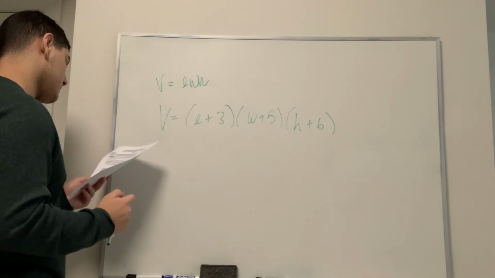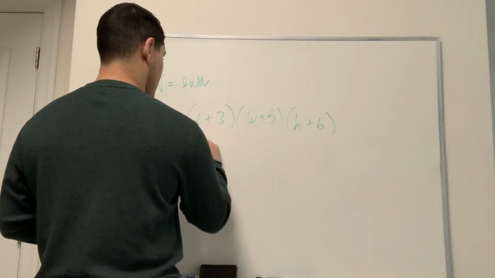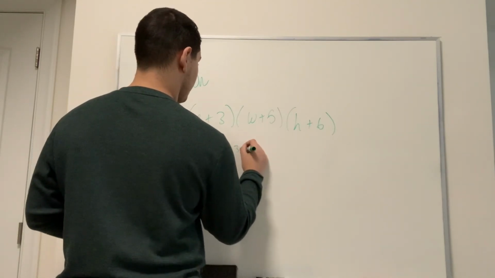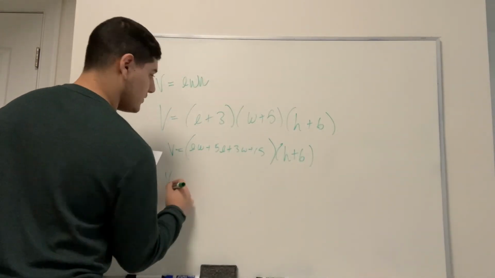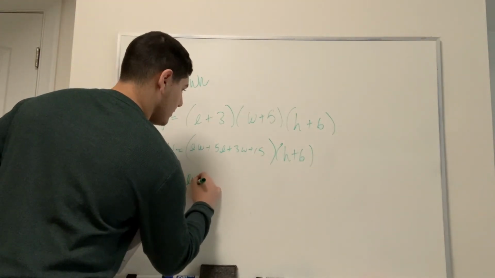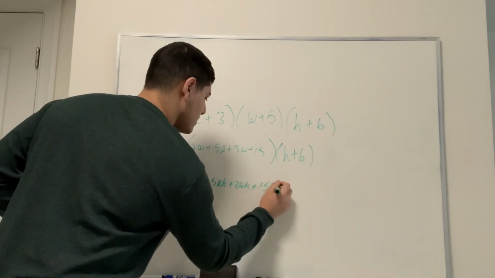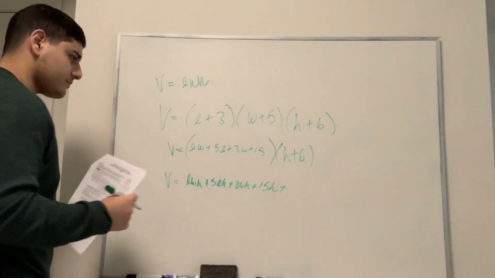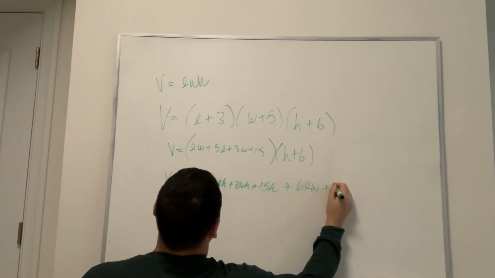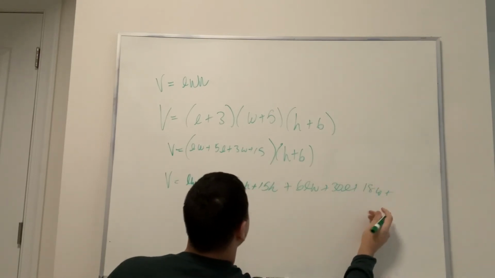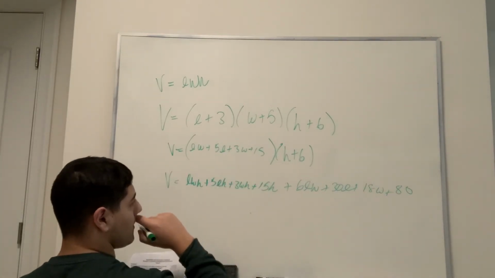Well, what you do is you multiply this out. You're going to find that it would be LW plus 5L plus 3W plus 15 times H plus 6. Volume equals LWH plus 5LH plus 3WH plus 15H plus 6LW plus 30L plus 18W plus 90. Sorry, it's 90.